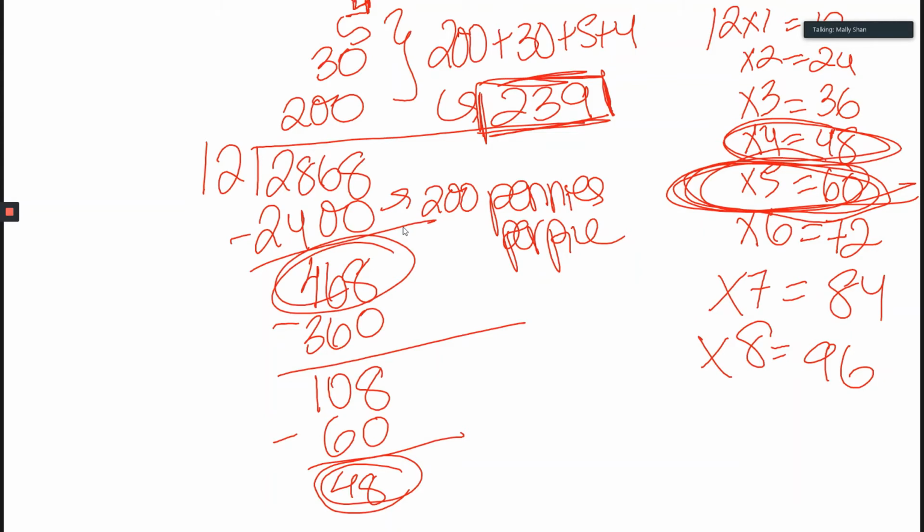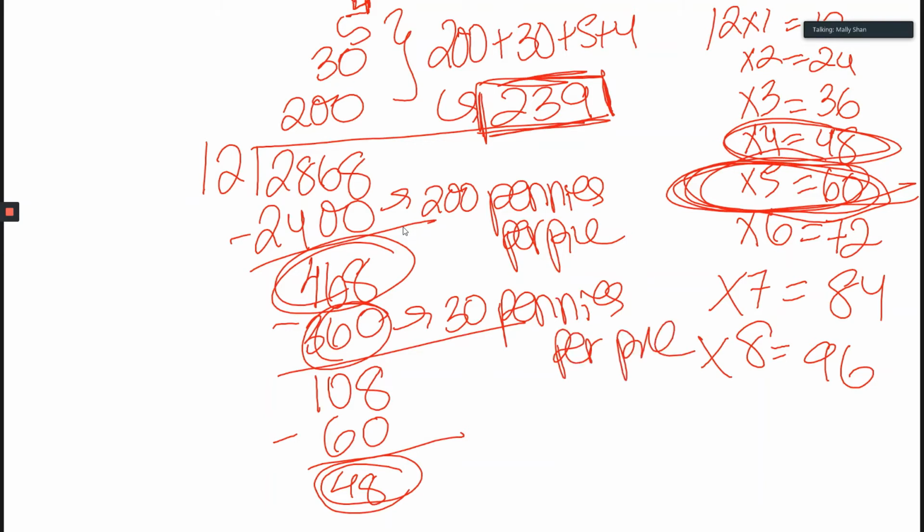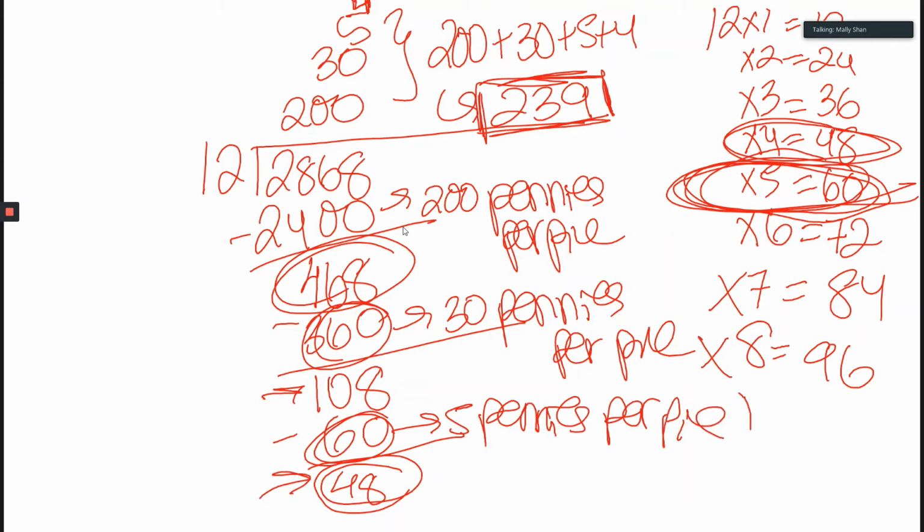Then again, we're going to put 30 more pennies into each pile. So this is going to be 30 pennies per pile. Then we are left with 108 pennies. So then we're going to say 5 pennies per pile. And we're finally left with 48 pennies. So we're finally going to just do 4 pennies per pile. And these groupings that we have, these 200, 30, 5, 4, if we add all of that together, that gets us our answer of 239.